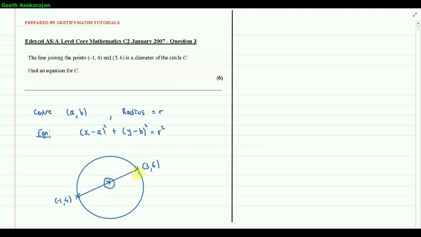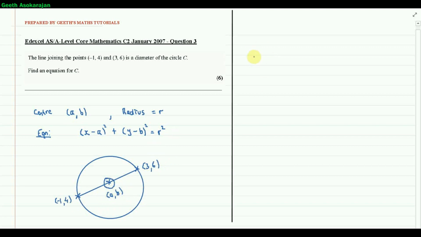Now, we need a number of things in order to use this equation. We need firstly the coordinates of the center, i.e. this point, which is going to be our a, b. And since the points 3, 6 and -1, 4 form the diameter, if we calculate the midpoint of these 2 points, we'll get the coordinates of the center. So let's work out the midpoint of these 2 points.